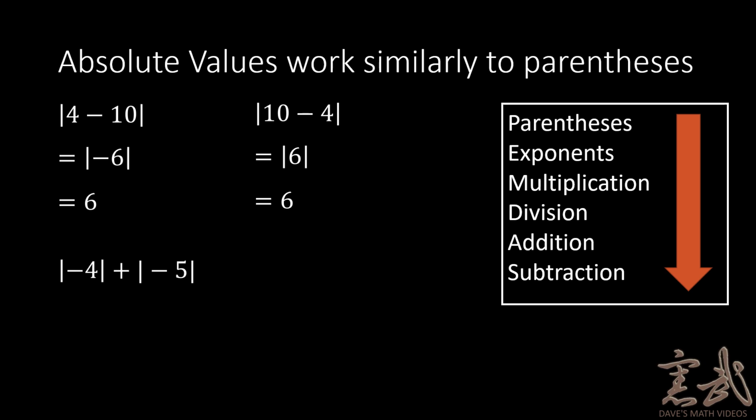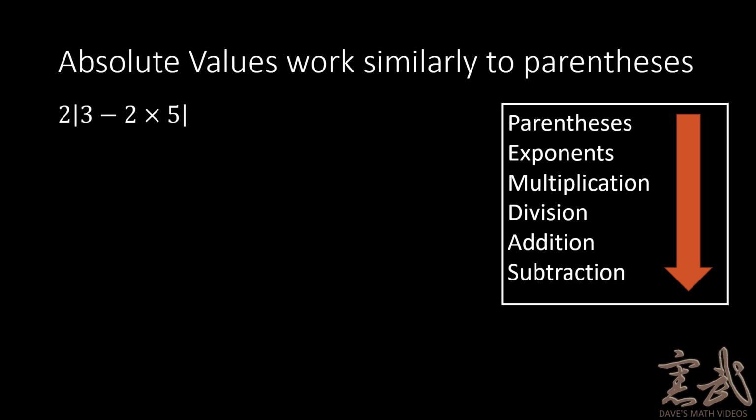Let's take a look at this example, the absolute value of negative 4 plus the absolute value of negative 5. Because both of these numbers are negative, I remove the negative signs and I get 4 plus 5, which is equal to 9. If I have the absolute value of negative 4 minus the absolute value of negative 5, once again, I will remove the negative signs and get 4 minus 5. Of course, 4 minus 5 is equal to negative 1.